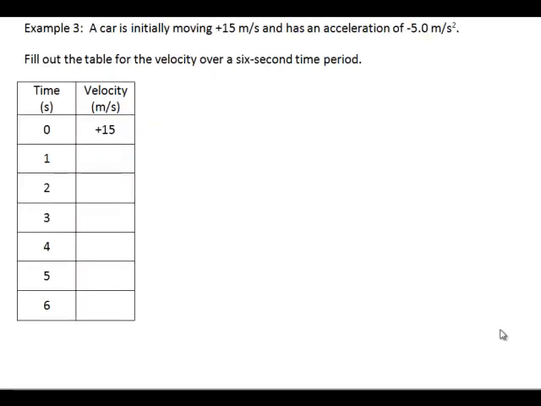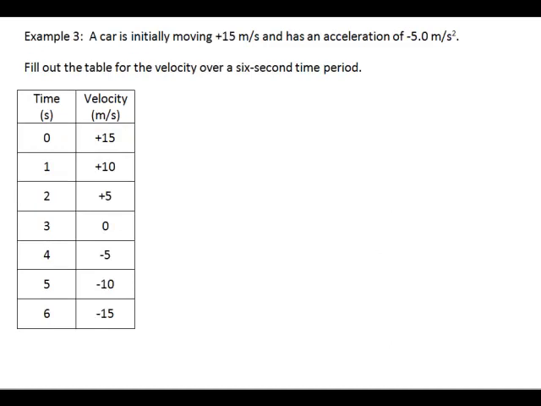Let's now do a third example. Now we have a car that is initially moving plus 15 meters per second and has an acceleration of negative 5 meters per second squared. Pause the video and fill out the table for the velocity over a 6-second time period. So here is the table filled out.